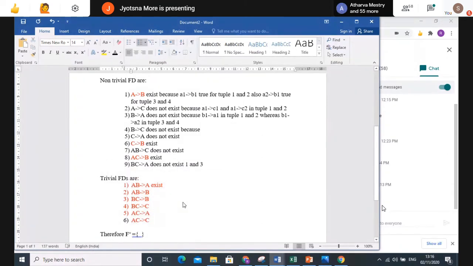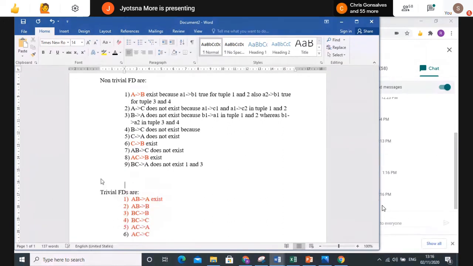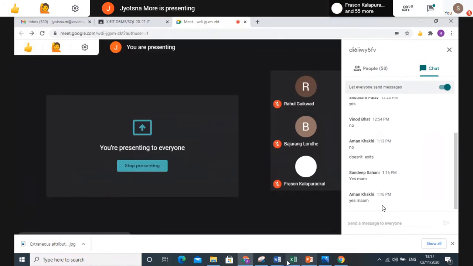Okay, yes. Clear everyone? Shall I move up for the next question? You can just write down before this trivial functional dependencies. What are trivial functional dependencies? Do you know the formula for trivial functional dependencies? Write down here. After this, you add this point somewhere. Add the point here.